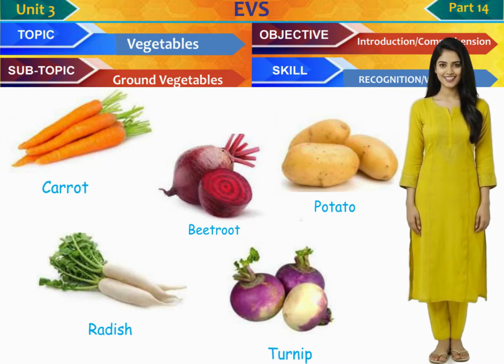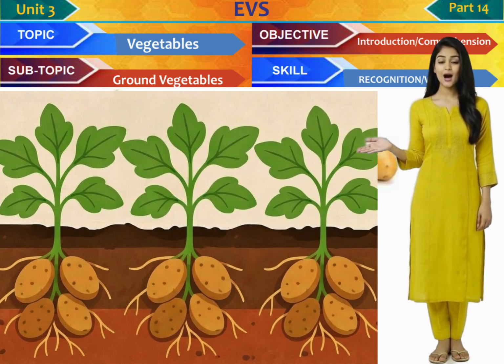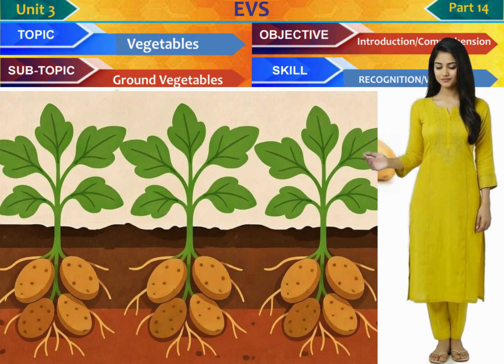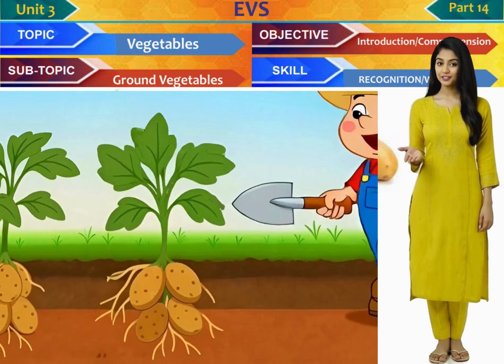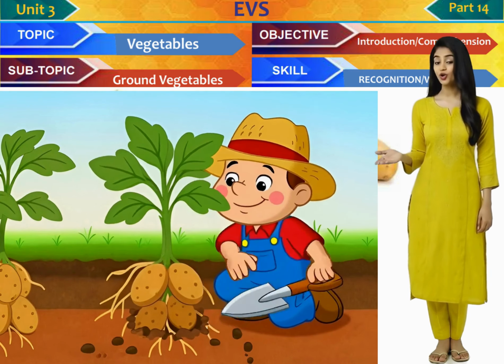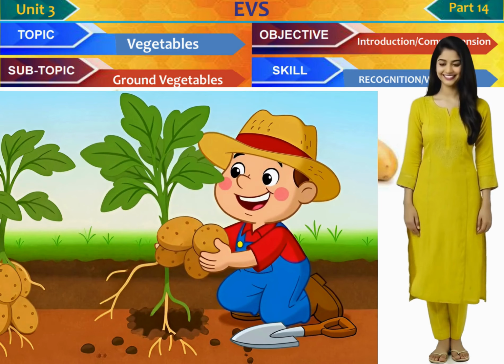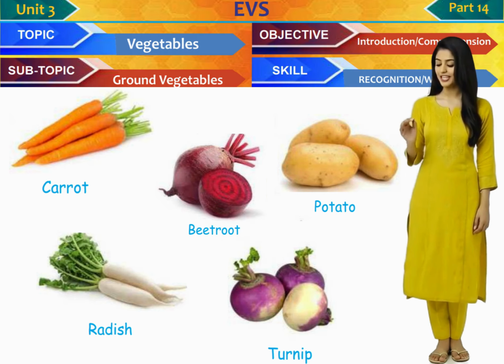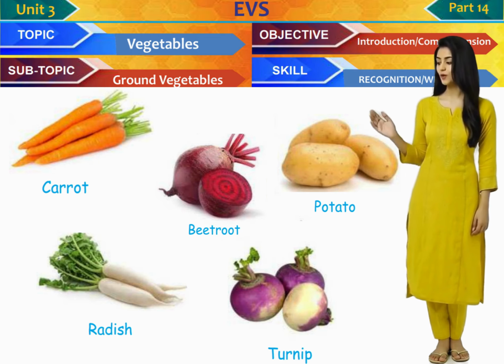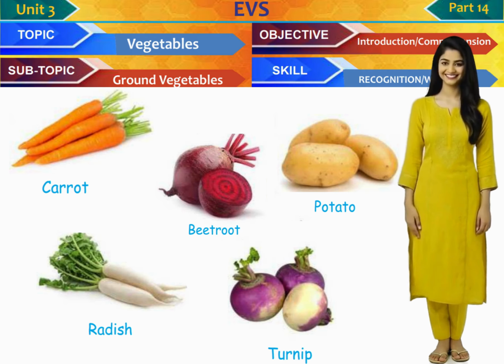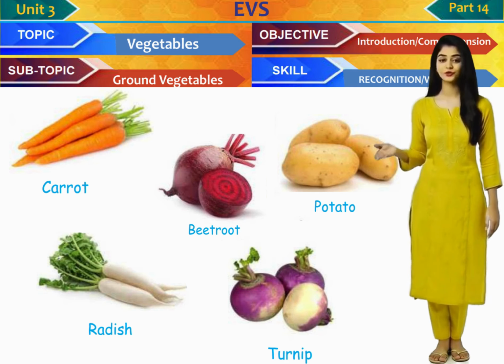Welcome back, children. Today we are going to learn about ground vegetables. Children, ground vegetables are vegetables which grow in the soil or under the ground. Carrot, beetroot, potato, radish, and turnip grow under the soil. Children, remember, these vegetables grow under the ground.